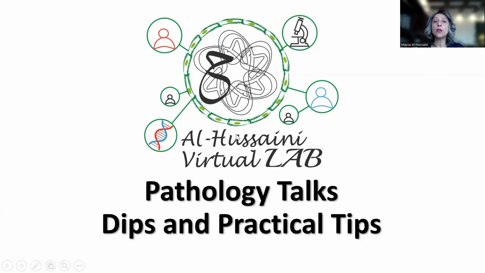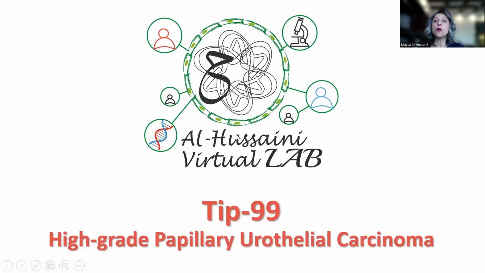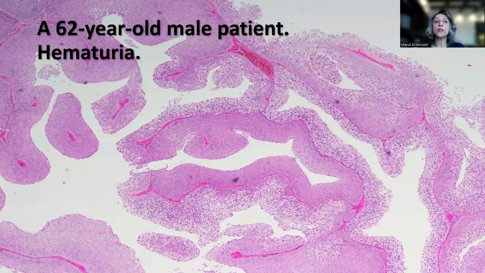What I'm going to be sharing with you today is a nice example of high-grade papillary urothelial carcinoma. This is a case of a 62-year-old male patient who presented with hematuria. On cystoscopy, he was found to have a papillary growth that was removed. As you can see here from the low power magnification, this is actually papillary urothelial carcinoma.